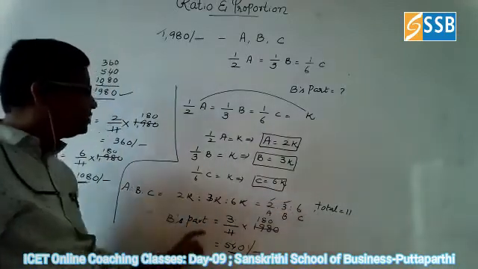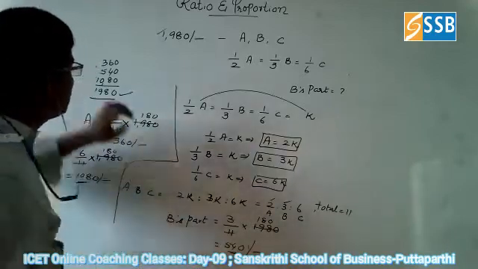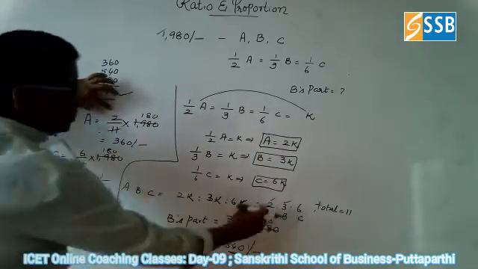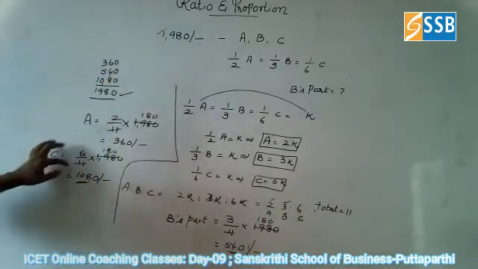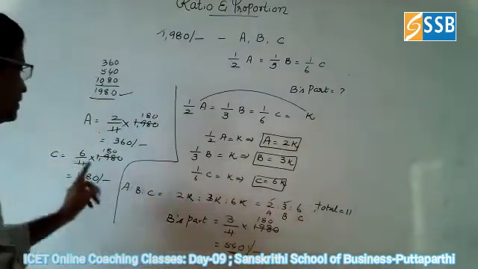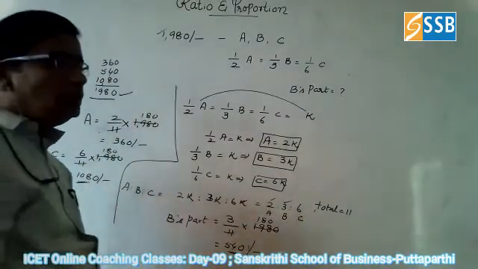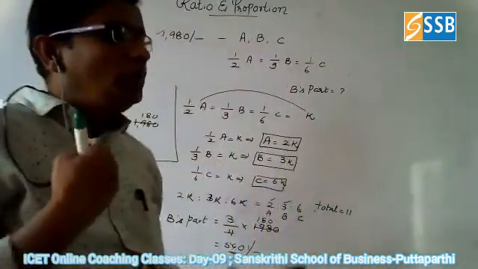So B's part is equal to 3/11 into the given amount, 540. A's part is equal to 2/11 into the given amount. So C's part is equal to C divided by total, which is 6/11 into the amount. So if you understand the concept, automatically you can do it very freely.